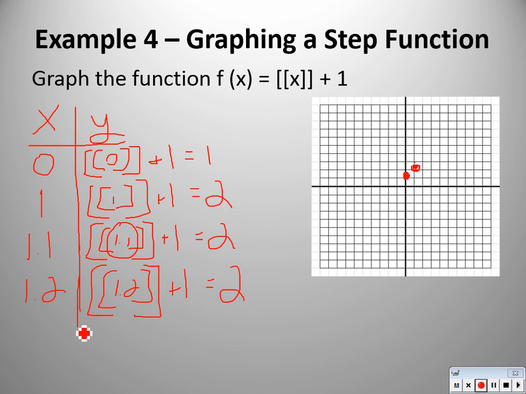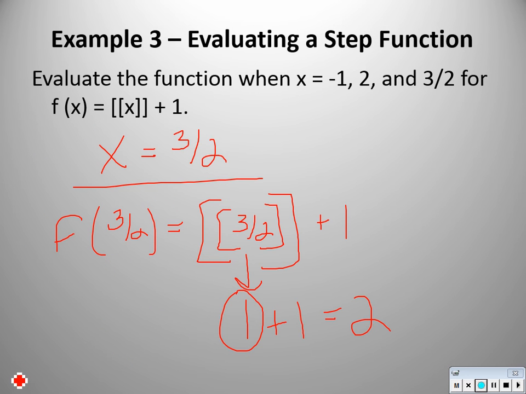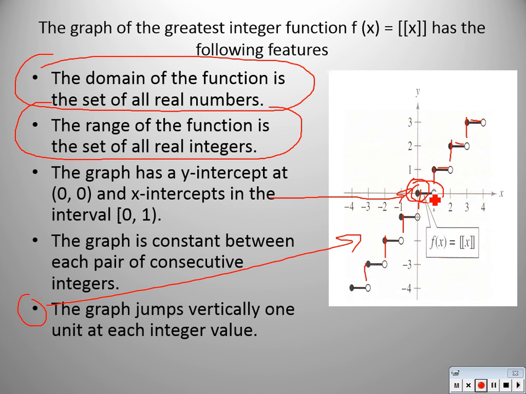And that's going to continue on until I get to positive 2, because when I put positive 2 in here, that's now going to make this 3. So another point on the graph is going to be here. So what I have on here, if you notice the steps, you have closed circles on the left side of each of these horizontal lines and an open circle on the right hand side.